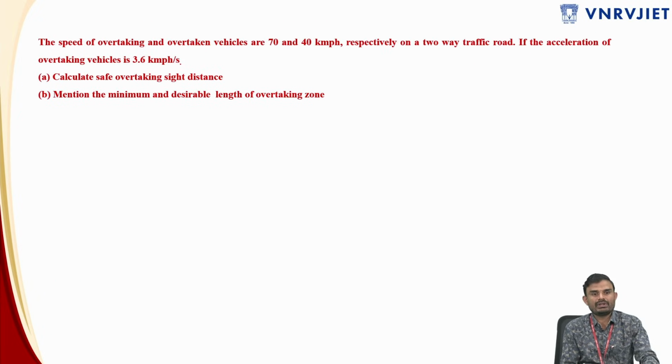So next we'll look into one more problem, on the speeds of overtaking and overtaken vehicles. The speeds of the overtaking and overtaken vehicles are given as 70 and 40 kmph respectively, on two-way traffic.